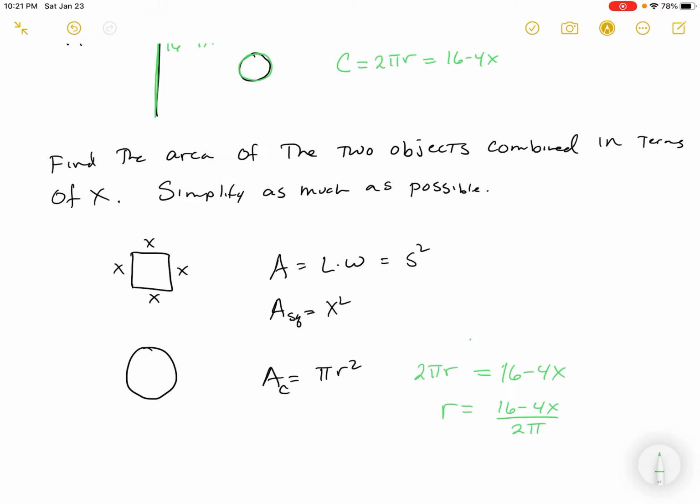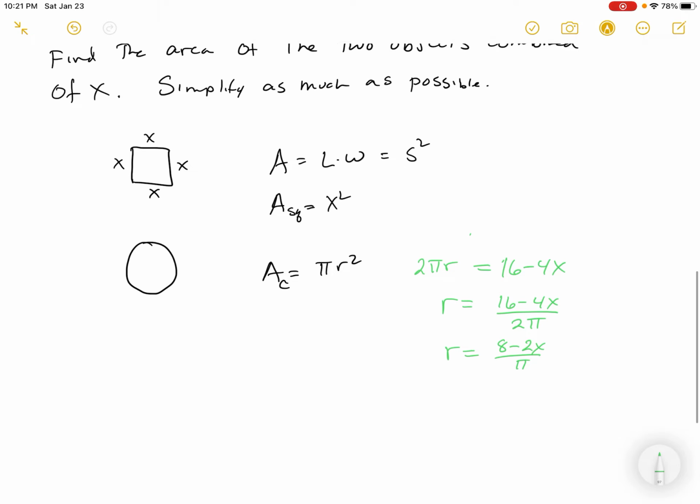Now you're going to be wise. You're going to reduce as much as possible. So let's look at all three terms that are on the right hand side. The three terms being the 16, the 4x, and the 2. They're all divisible by 2. So r is equal to 8 minus 2x all over pi. That's going to minimize our work. You could keep it as the big thing, but in the end you're going to have to simplify. And so we might as well clean up as much as possible.